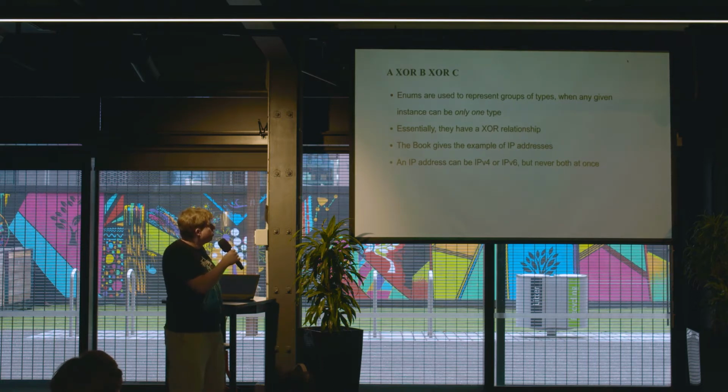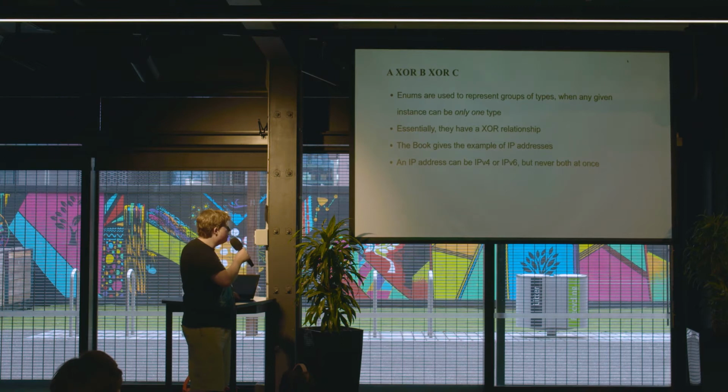The point of enums is that you're using them to represent some different but related types, where whatever you've got can be exactly one of those types at any given time. So they have an exclusive or relationship. The Rust book gives an example of IP addresses. An IP address can be IPv4 or IPv6, or probably something else, but no one ever uses anything else. It doesn't make sense to have one that's both of them at once. There's no overlap between them. Well, there's a conceptual overlap, but not an implementation overlap.